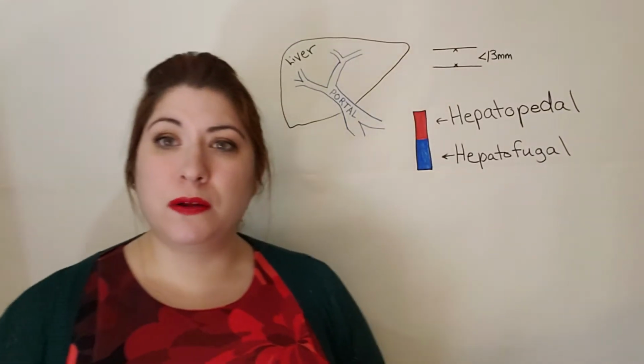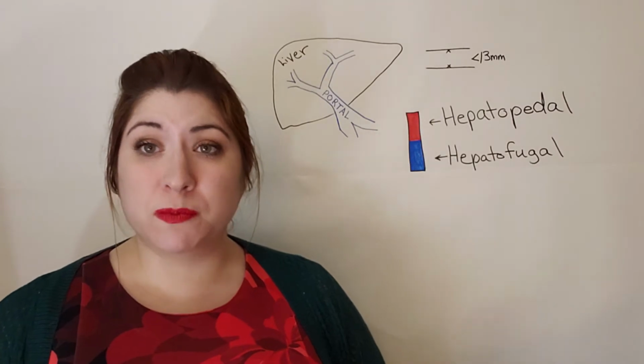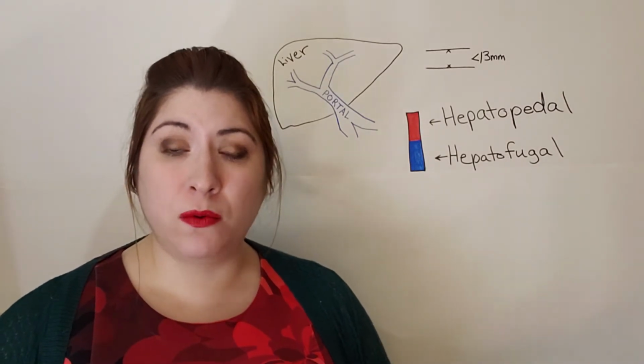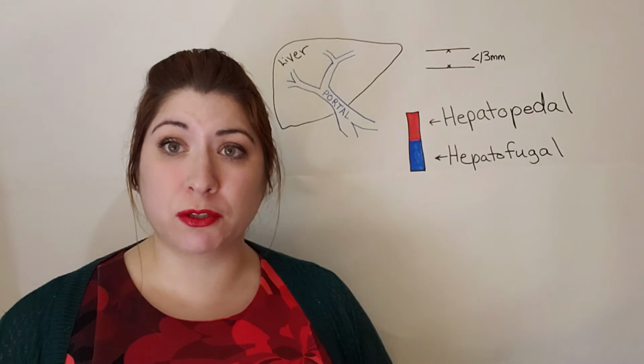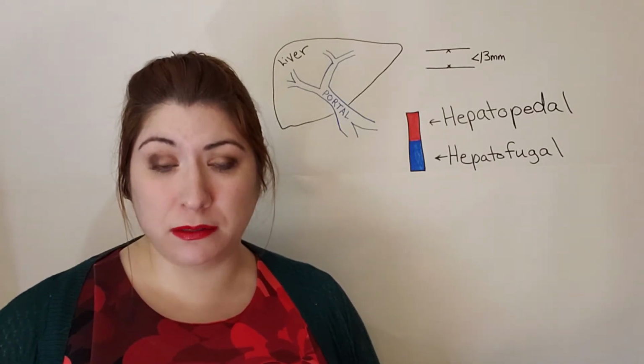So I want to talk a little bit today about the portal venous system. More specifically, how we image the portal vein, what we're looking for, how to spectral and color Doppler it, and how to interpret those Doppler readings.